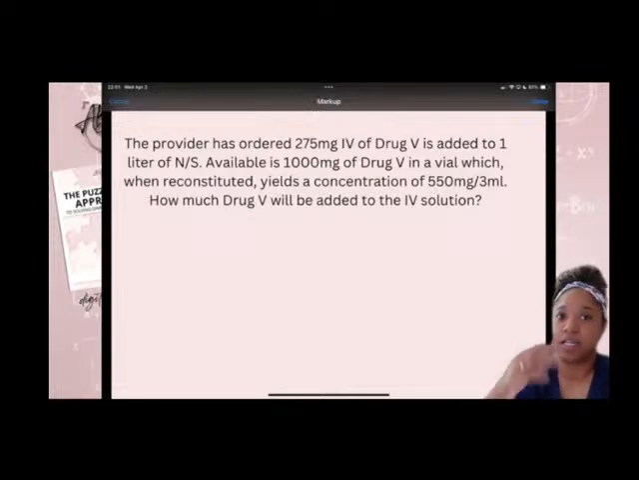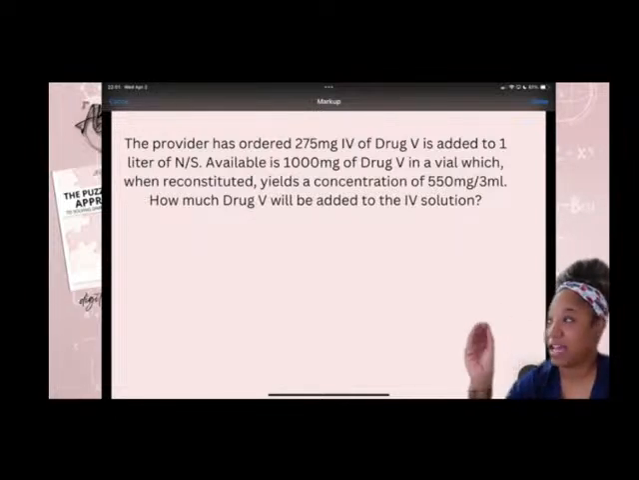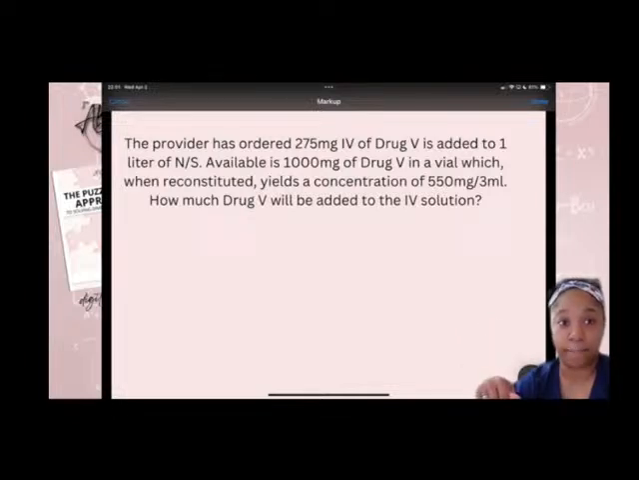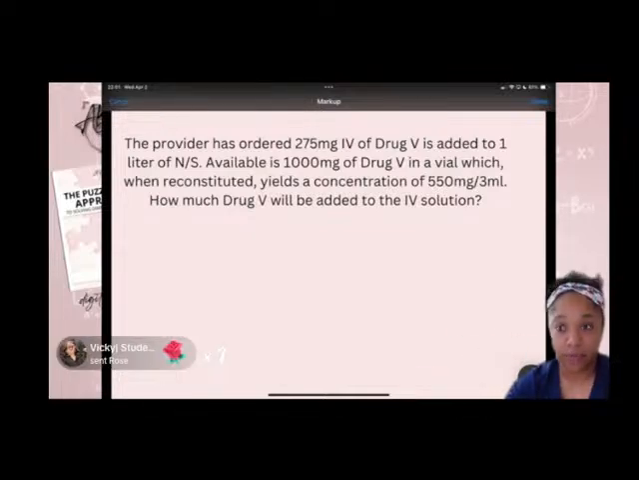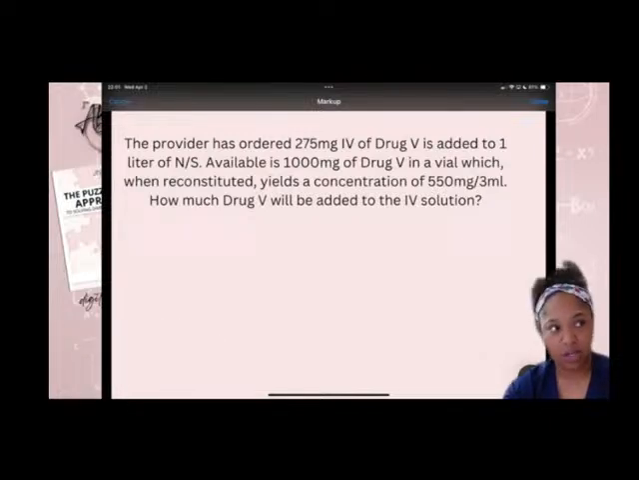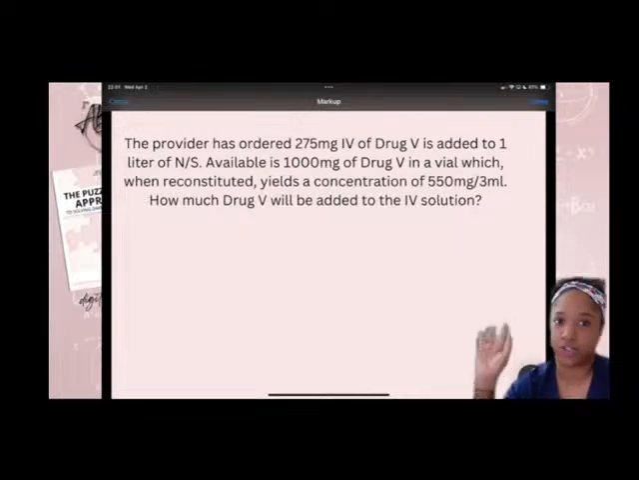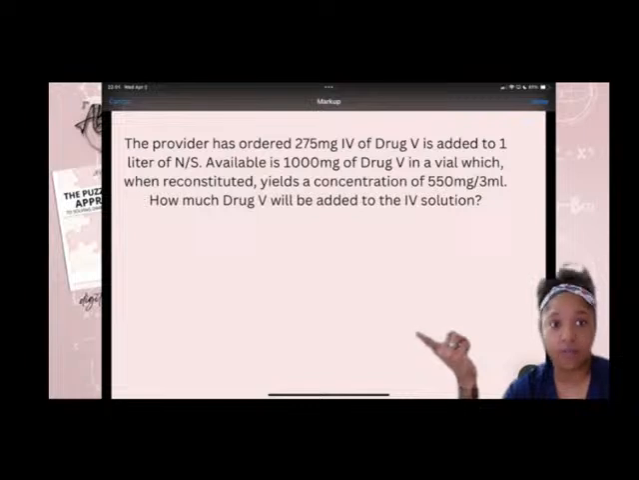So this means that we have an IV bag that is a liter, okay, of normal saline. We need to put drug V inside that IV bag. So 275 milligrams is what's ordered. So we need to see how much of it we will draw up to put in that 1,000 milliliters or liter, okay? That is what's going on in this question. I try to break it down so you can see what is going on, because you will want to throw in all of these numbers. Some of these numbers are fluff. It's not needed, okay?